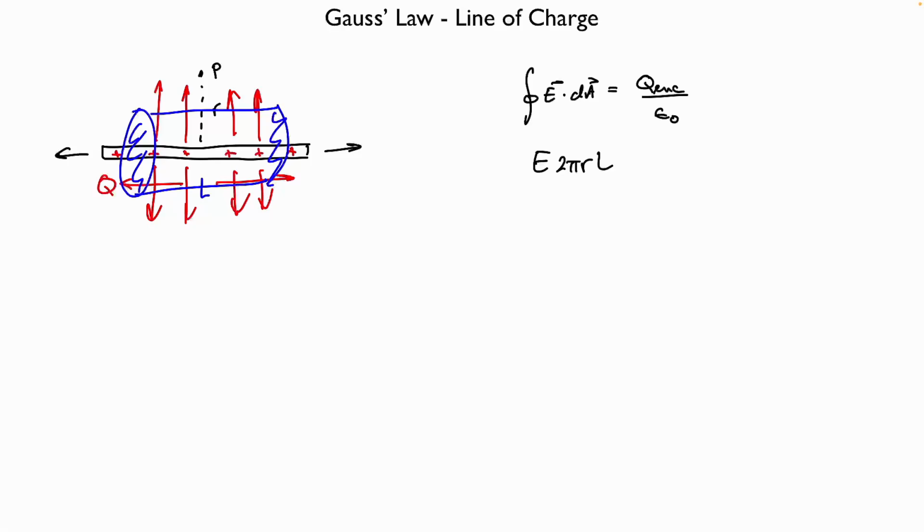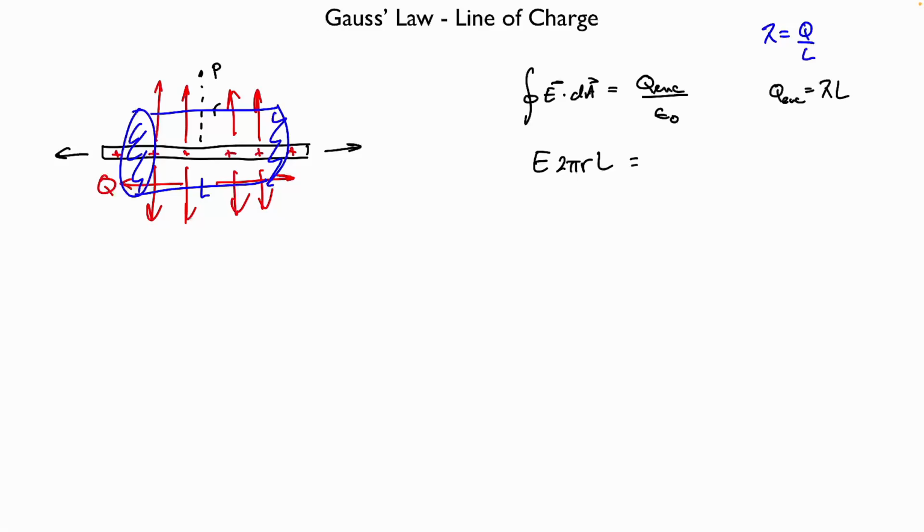You don't have to integrate because it's constant. Don't I already have a way to figure out how much charge is inside something that's straight? Yeah, the answer is yes. I do have a way to do that. So that means that my charge enclosed is going to be lambda, which is the same no matter where I am on that rod, times the length of my Gaussian surface.